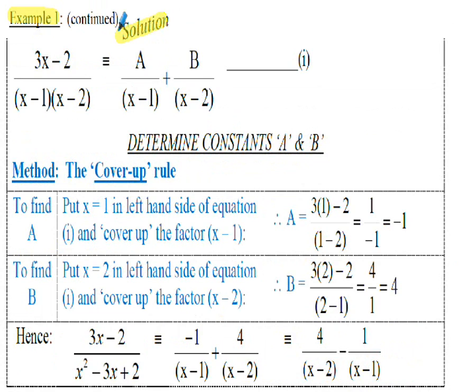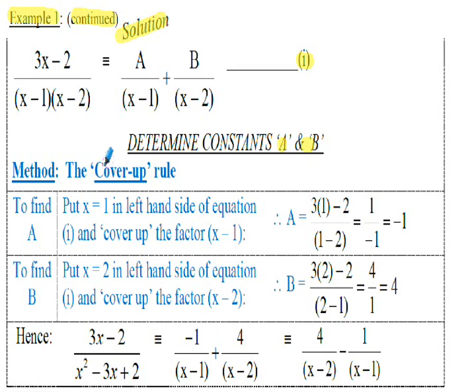Example 1, the solution is continued here. Just repeating equation 1 from the previous slide. In the previous presentation, when we reviewed this particular problem, I showed three methods of solving for the constants a and b. That was the substitution method, the comparing coefficients method, and the cover-up rule. Here, for pure convenience, I'm just going to find constants a and b using the cover-up rule, as it's one of the quickest rules to use for linear factors.